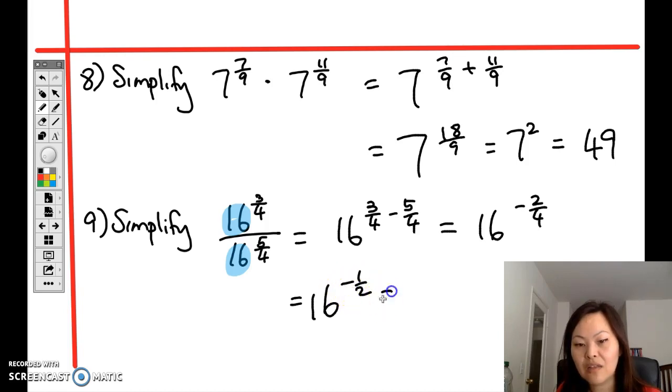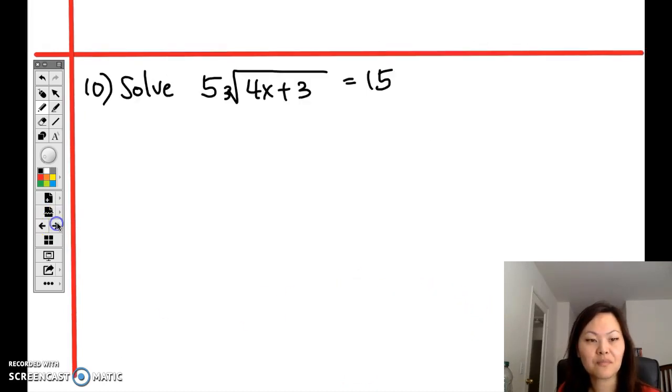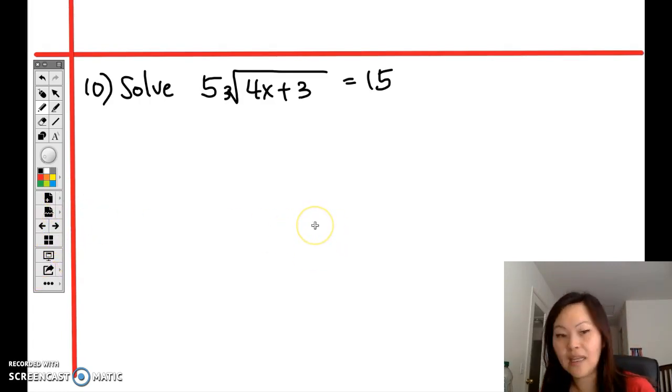We don't like negative exponents, so that becomes 1 over 16 raised to the power of 1 over 2. And 1 over 2 means the square root. 1 over square root of 16, which gives me 1 over 4. And that's your answer. Okay? I hope you don't get confused with the 1/2 power. So quickly, I think we have enough time to do number 10.